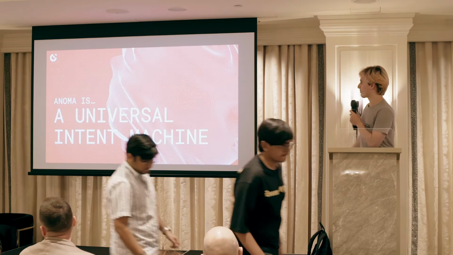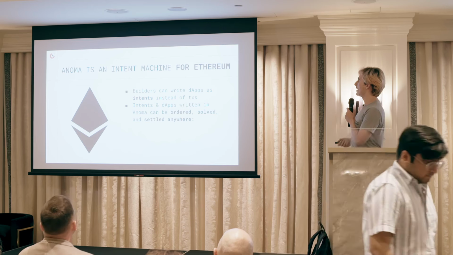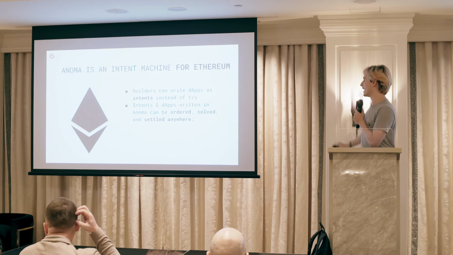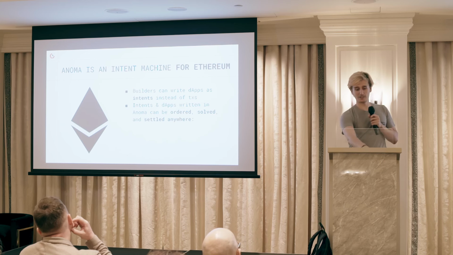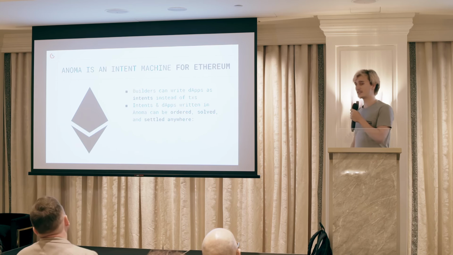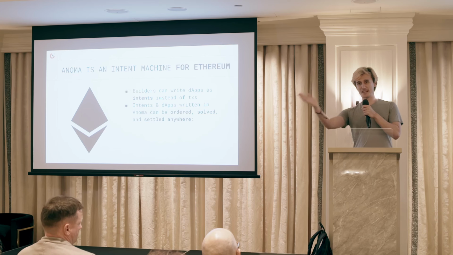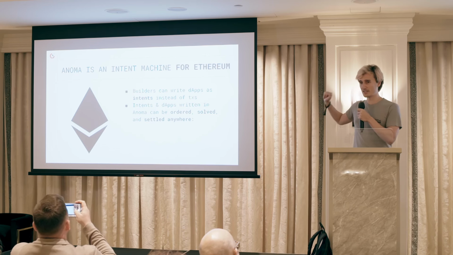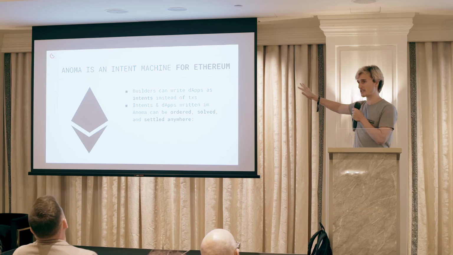So yeah, Anoma is a universal intent machine. And the important thing, Anoma is a universal intent machine for Ethereum. Really, and I really want to highlight this point, because I think not enough people appreciate this. There's no Anoma chain that you must interact with. Anoma is a protocol definition. It's a protocol standard. It's a distributed operating system for decentralized applications.